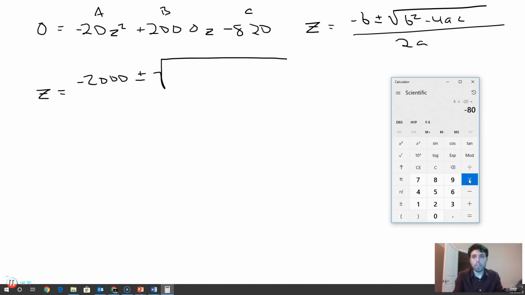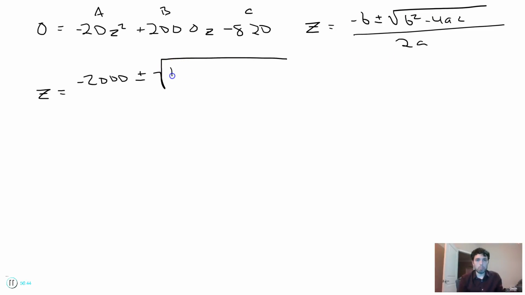Times c, which is negative 820. So negative 20 times negative, right? I'm going to add that to, no, subtract that because it's minus 4ac, right? So minus, actually, that number. Let's write that down. So it's 65,600. So under the square root we have, sorry guys, I hope you all are sorry to make so many little minor errors that add up, and I'm sorry, but this problem is kind of a pain in the butt.